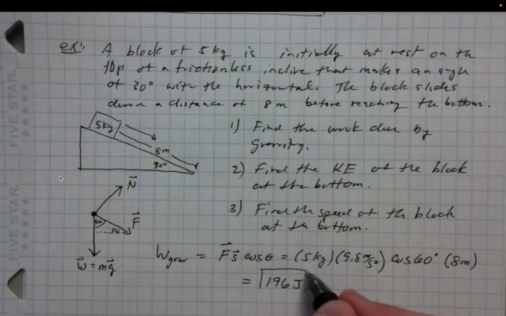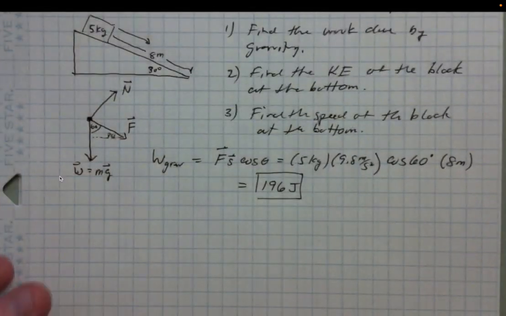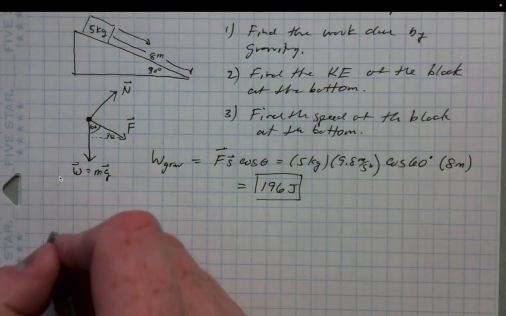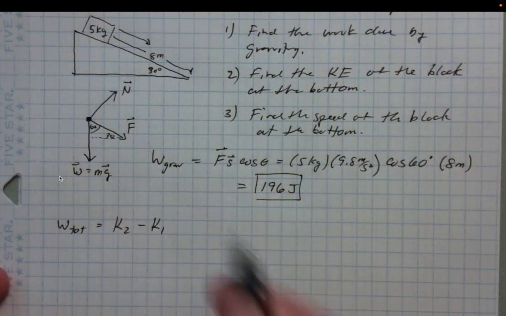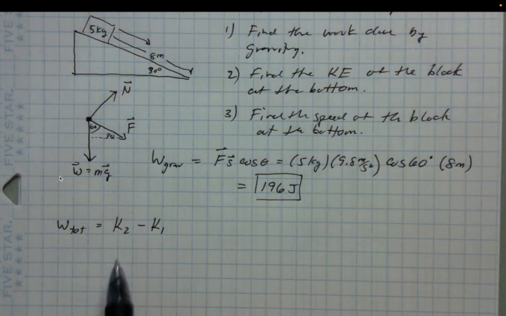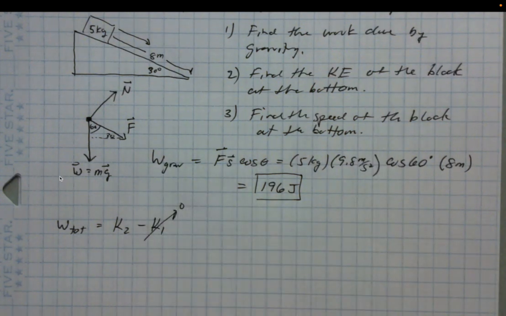So the work done by gravity in dragging this block down this incline is 196 joules. That's the first part. Now the second part asks, what's the kinetic energy of the block at the bottom? Well, this is going to be a very straightforward use of the work energy theorem. The work energy theorem says that the total work is equal to the change in the kinetic energy. Now, at the top of the incline, K1, the energy is 0, because the velocity is 0. It starts at rest. So that means the total work is equal to the ending kinetic energy.